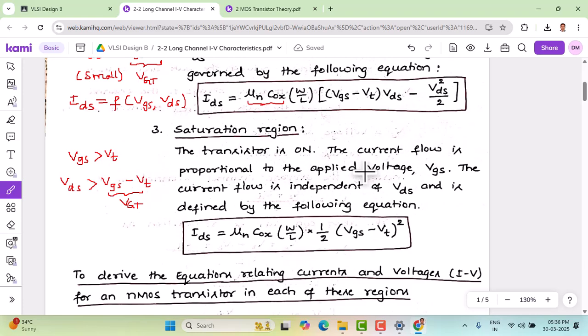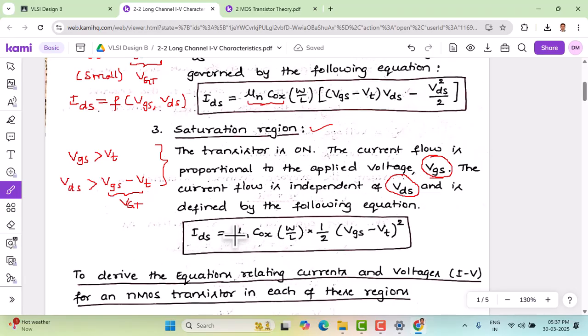The current flow is proportional to the applied voltage VGS, but here the current flow is independent of VDS. Increasing or decreasing the drain source voltage doesn't affect the drain source current. The moment we apply this condition, the transistor moves to the saturation region, and the current becomes dependent only on VGS. It becomes independent of VDS, as shown by the drain to source current equation. The current in the saturation region is governed by this equation. IDS, the drain to source current, equals mu n into COX.